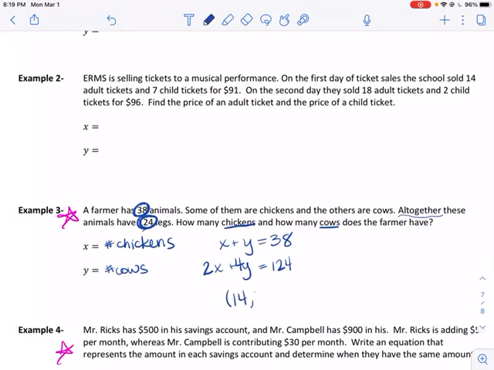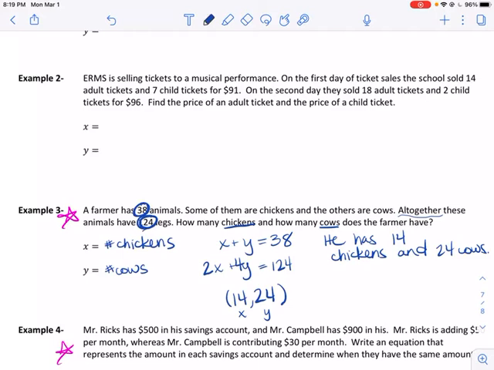However, we're not done yet because this asked a question. After you've solved it, you need to actually answer the question. 14 was X, so that's our number of chickens. He has 14 chickens and 24 cows.